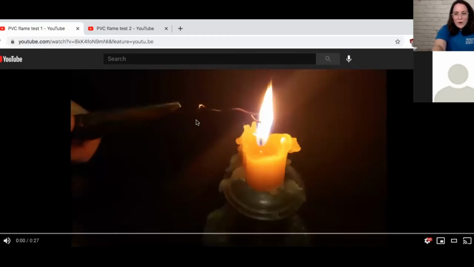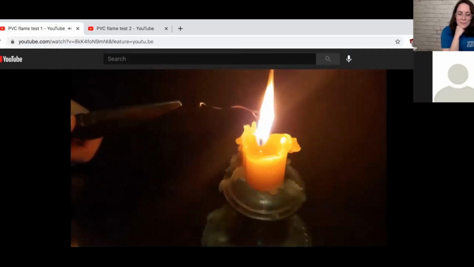So here's my copper wire. You can see that right there. I'm holding it with a pair of pliers and I'm testing it with a candle. And I'm gonna get it nice and hot. And let's see what happens.